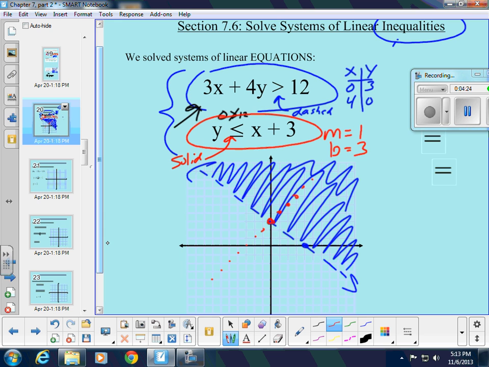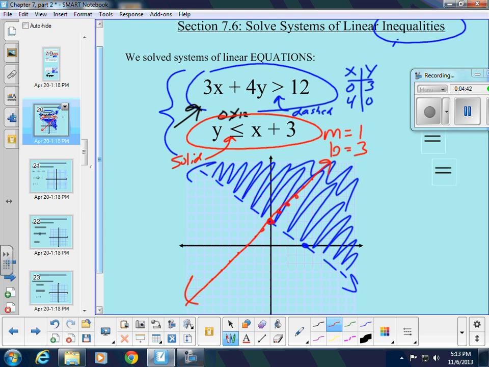Because it's got that line underneath and it says it can be equal to, that means I'm going to have a solid line. That means the line is part of the solutions for the inequality as well. Any point on that line is also a solution to this inequality. And then I can check a point like (0, 0) and see which side I should shade on.